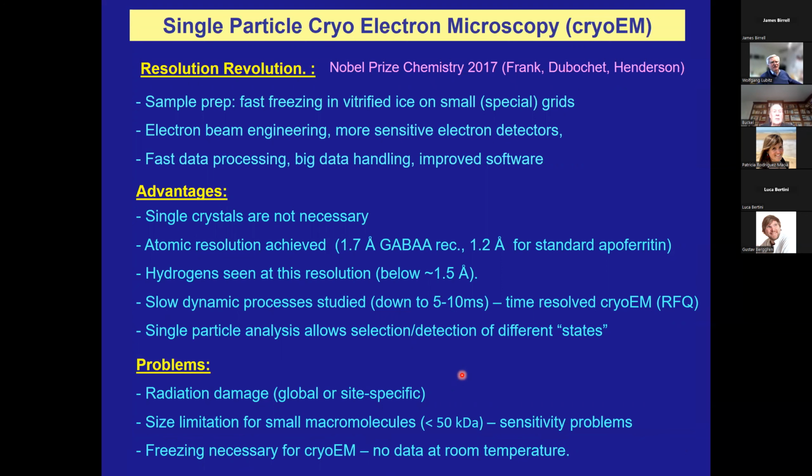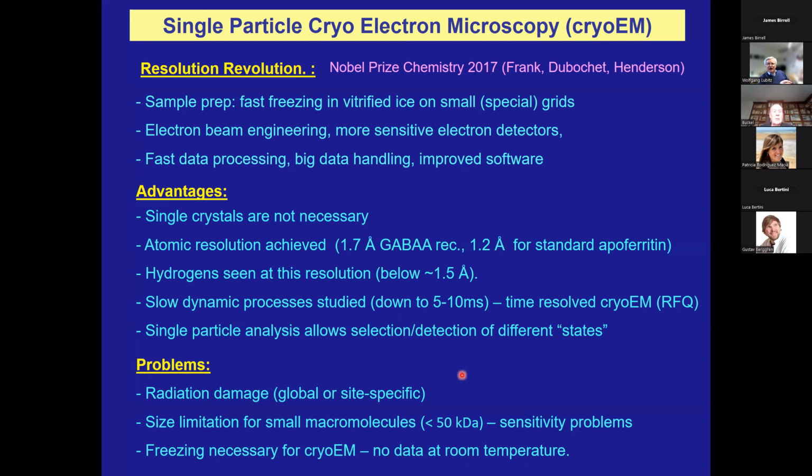So now, single particle cryo-electron microscopy. There was in the last 10 years actually a revolution in this technique. The Nobel Prize was given in 2017, as you all know, to Frank, Dubochet, and Henderson. It was based on much better sample preparation in vitrified ice on small special grids that they made for the samples. The electron beam engineers did marvelous things. More sensitive electron detectors were developed, fast data processing, improved software, big data handling, and so on, that all led to this revolution.